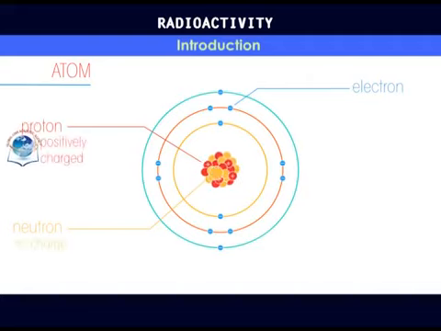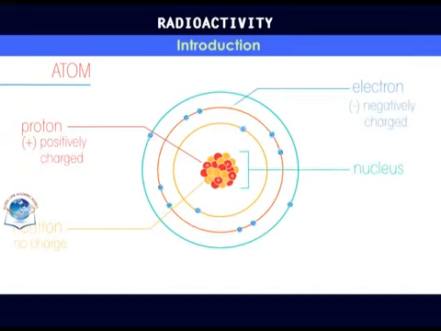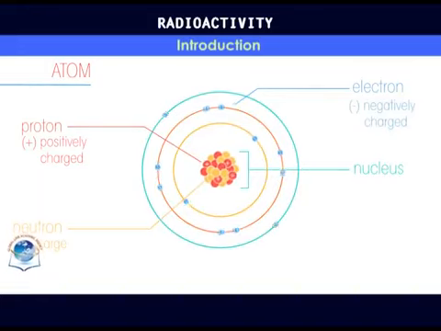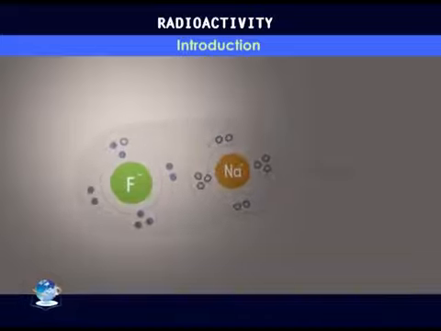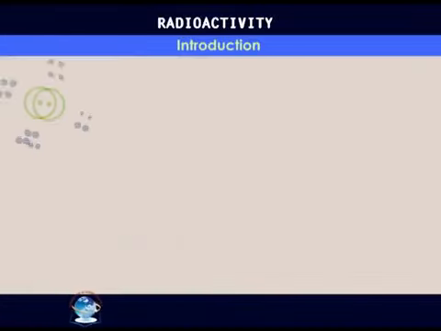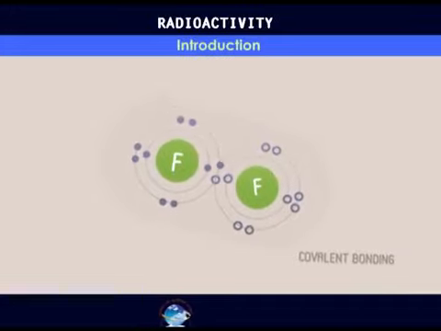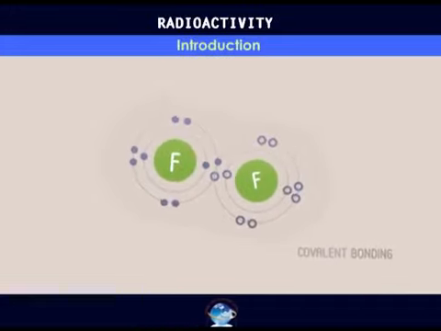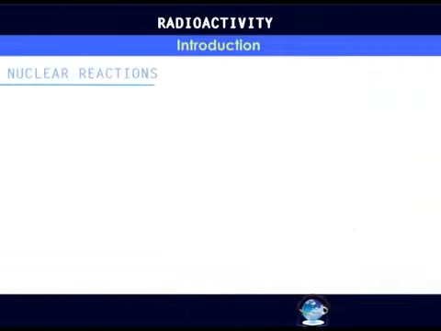Positively charged protons and neutrons form the central nucleus. Negatively charged electrons orbit the nucleus. We also talked about the chemical reactions involving transfer of electrons or sharing of electrons to form what we call chemical bonds. In this chapter, we shall study reactions originating from the nucleus called nuclear reactions.